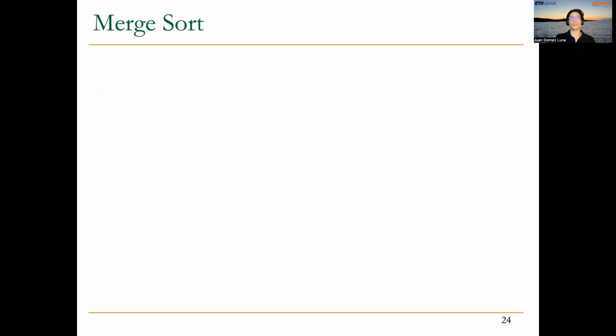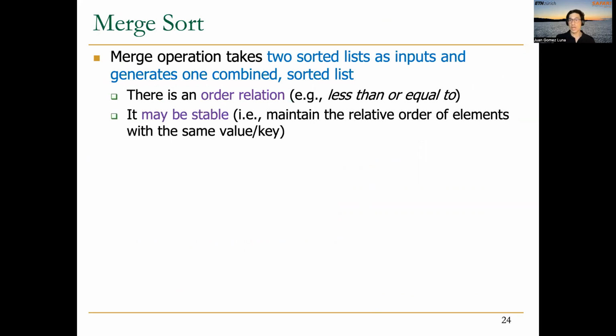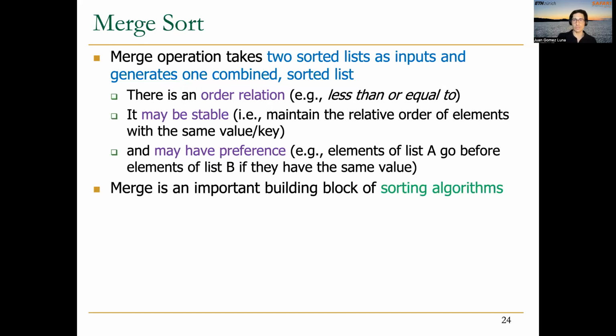Now we are going to talk about merge. A merge is an important operation that takes two sorted lists as inputs and generates one combined sorted list. There is an ordered relation, for example, less than or equal to, and it might be stable, meaning that it maintains the relative order of elements with the same value or key. And also there might be a preference. For example, elements of list A go before elements of list B in case they have the same value.